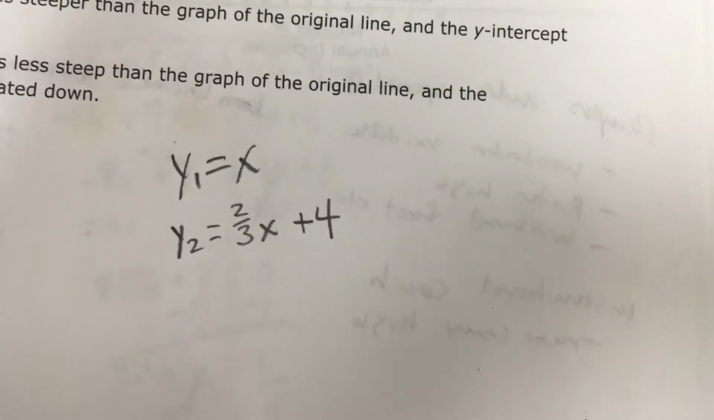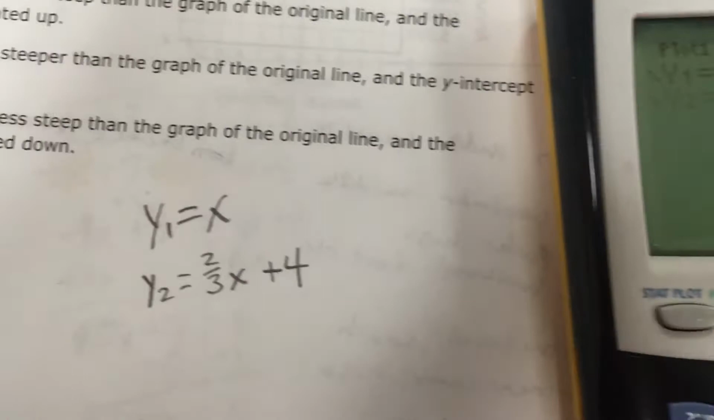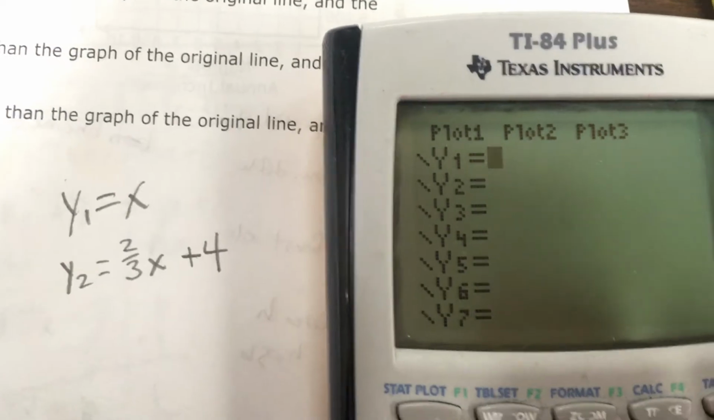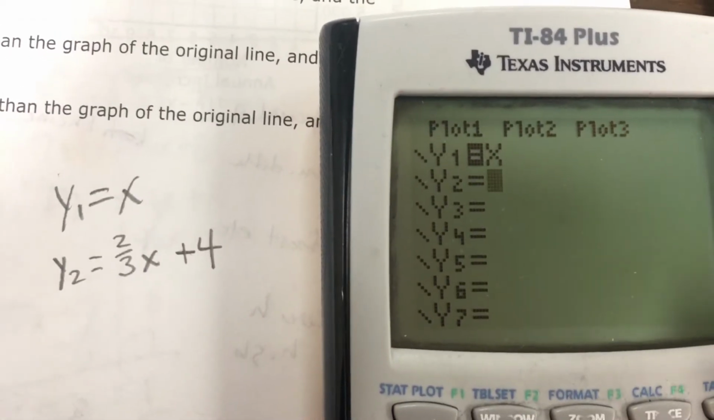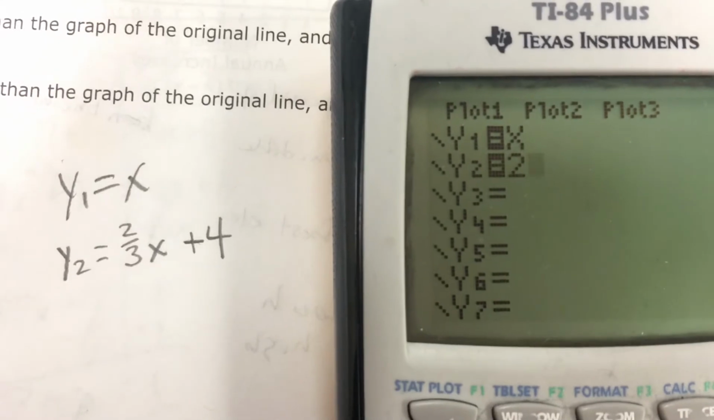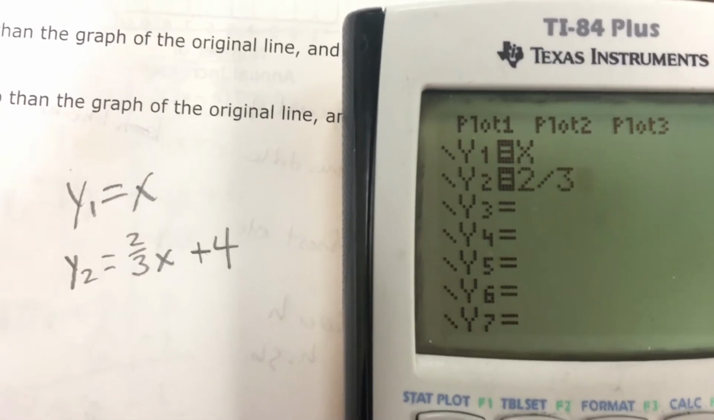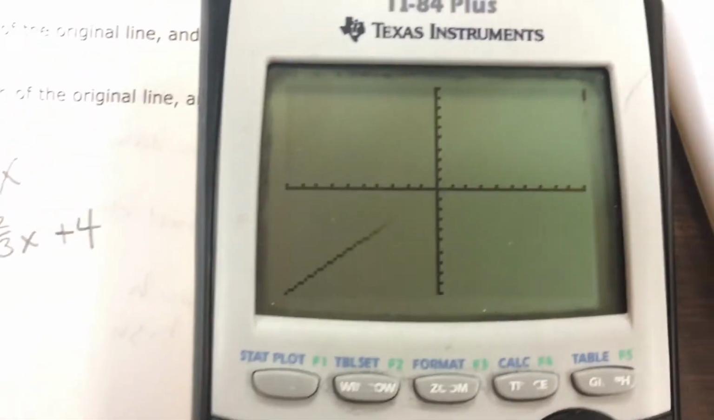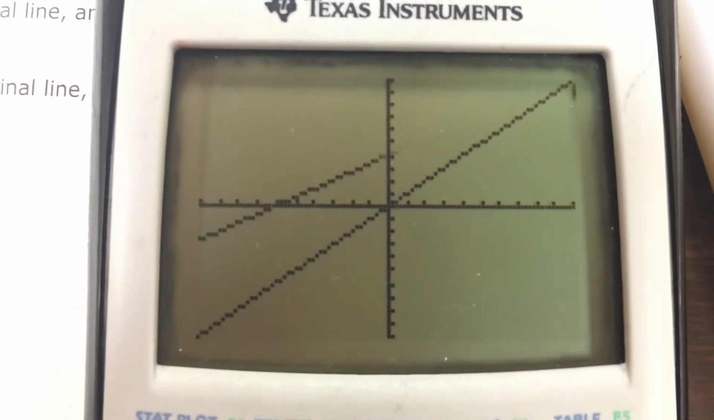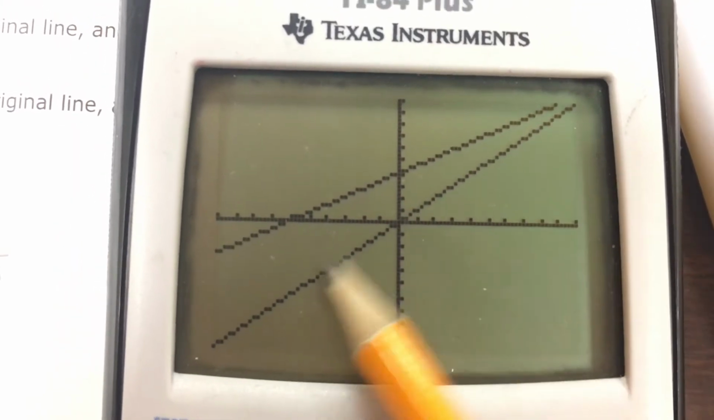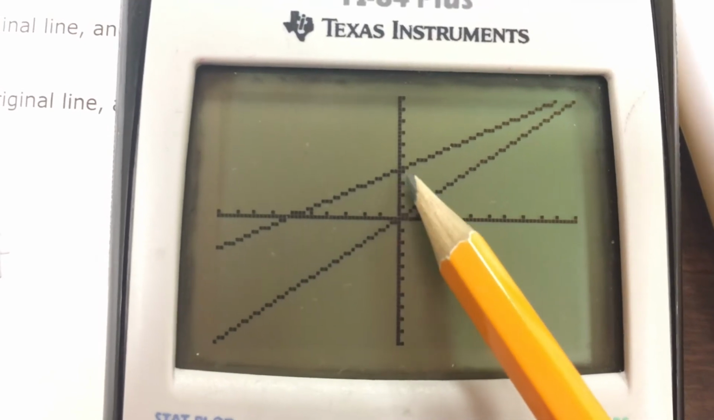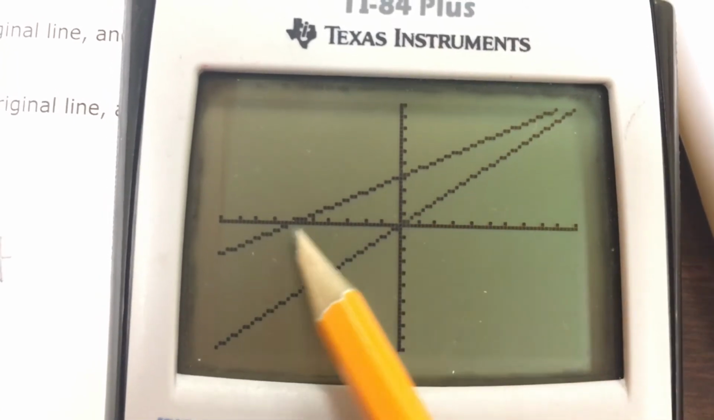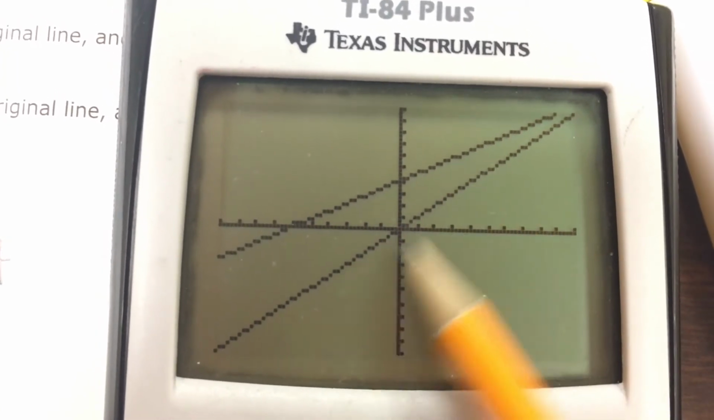Once I have these two equations, I can go to y equals in my calculator, and I can type them in there. So the first one's going to be y equals x, and the second one will be y equals 2/3 x plus 4. I'll hit graph so I can take a look and see what they look like. So there's the first line going through the origin. Second line, y-intercepts at 4, and this one's a little bit less steep. I guess the line's more flatter, so it's less steep than the original line.